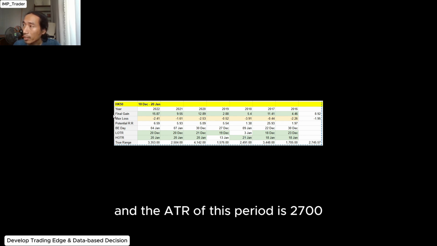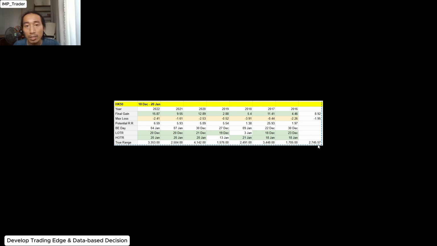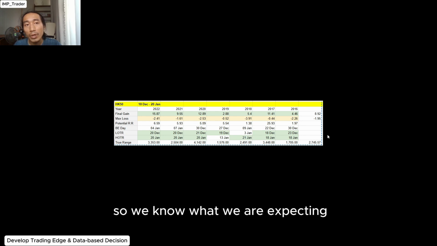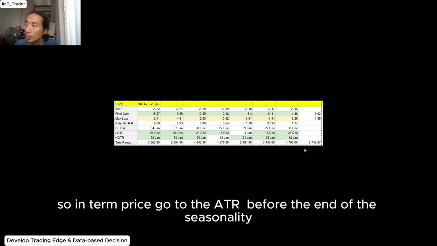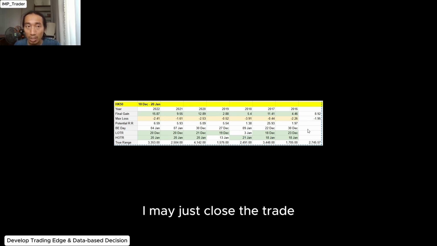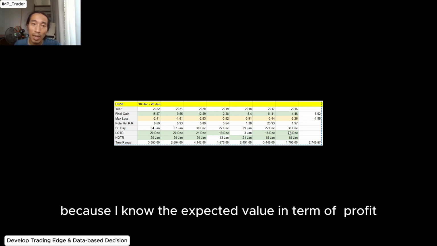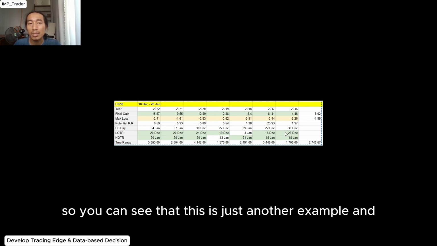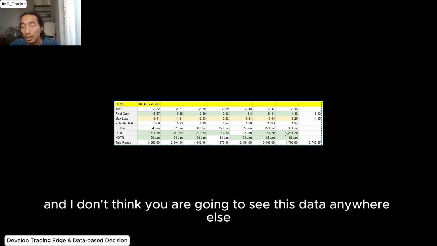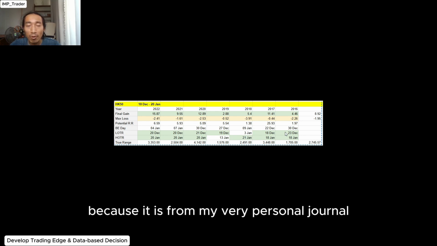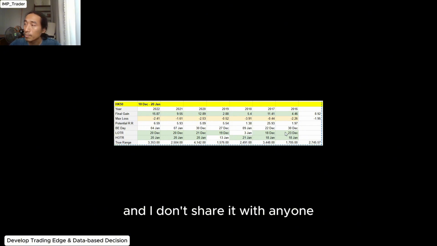And the average true range of the periods is 2,700. So we know what we are expecting. So in terms of price going to the average true range before the end of the seasonality, I may just close the trade because I know the expected value in terms of profit. So you can see that this is just another example, and I don't think you are going to see this data anywhere else because it is from my very personal channel and I don't share it with anyone.